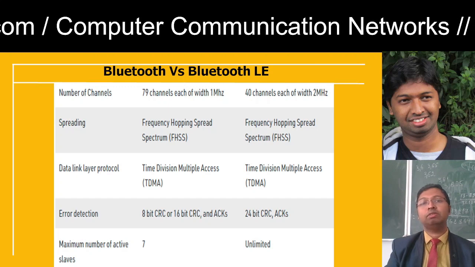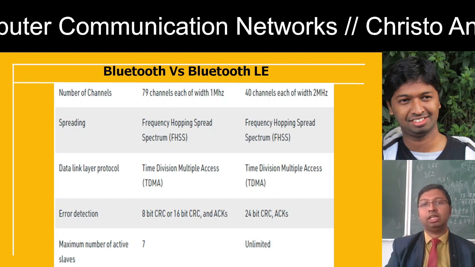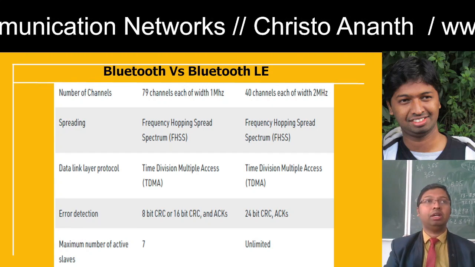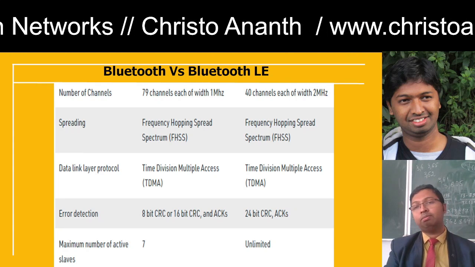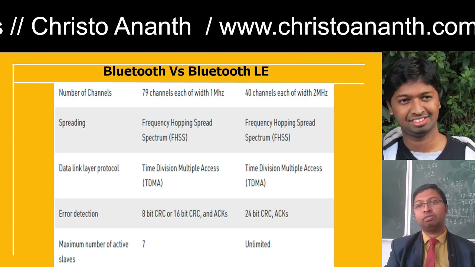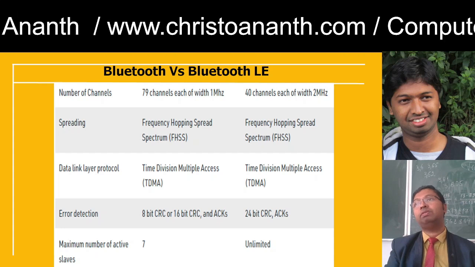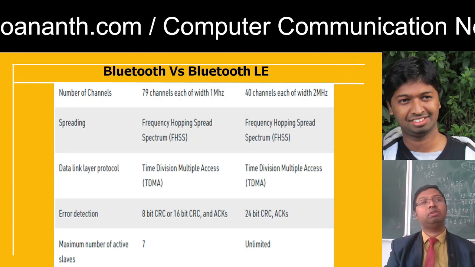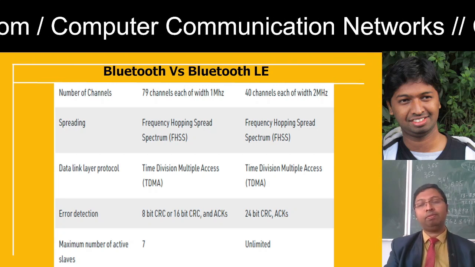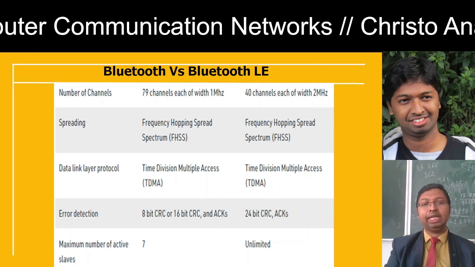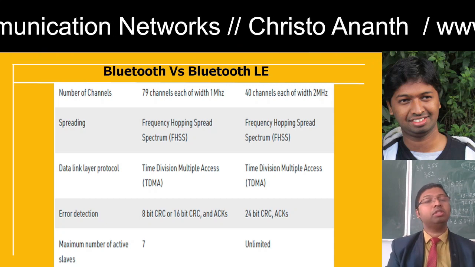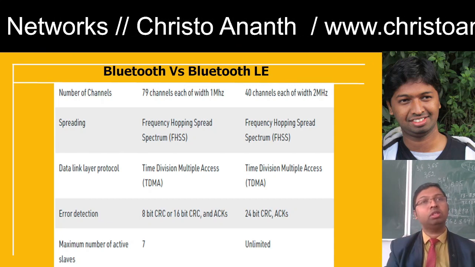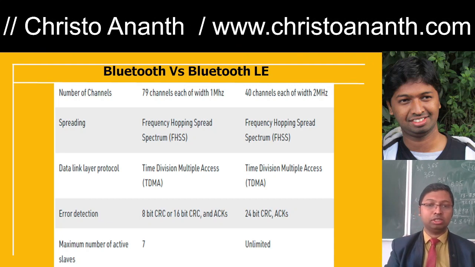Number of channels for Bluetooth Classic is 79 channels, each having a width of 1 megahertz. In the case of Bluetooth low energy, it is 40 channels, each of 2 megahertz. Spread spectrum uses FHSS, frequency hopping spread spectrum, the same for Bluetooth low energy. Data link layer protocol uses time division multiplexing for both Bluetooth Classic and Bluetooth low energy.